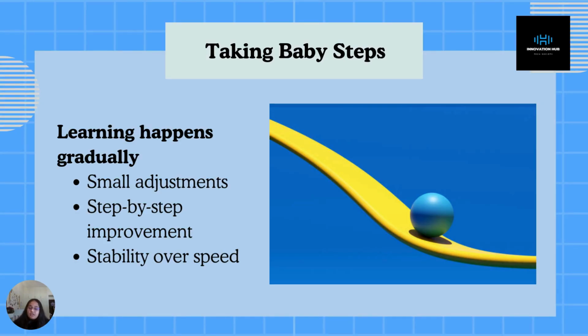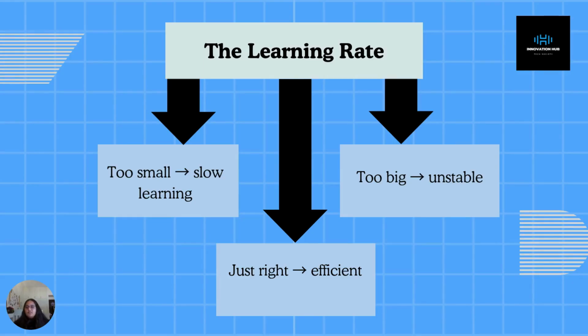Now, the size of each step in gradient descent is controlled by something called the learning rate. The learning rate is a parameter that determines how much the model adjusts during each step. If the learning rate is too small, the model learns very slowly. If it is too large, the model can overshoot the optimal solution and fail to converge. Convergence refers to reaching a stable point where the error is minimized. So the goal is to choose a learning rate that allows efficient and stable learning. This balance is critical in training machine learning models.